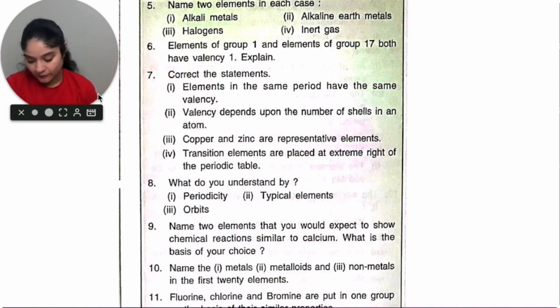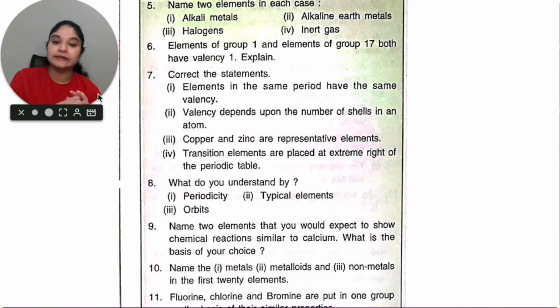Now next is definition. So let's look at that. So the first is, what do you understand by periodicity? So the properties that reappear at regular intervals or in which there is a gradual variation at regular intervals are called periodic properties, and this particular phenomena is known as periodicity.